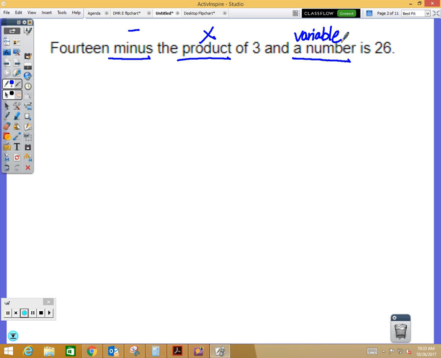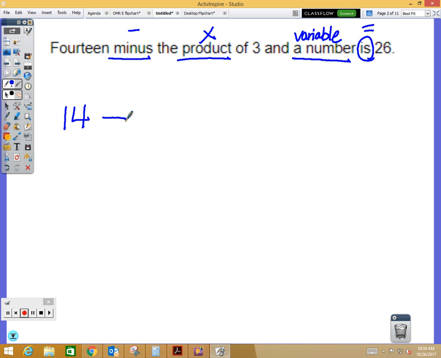There's one other word up here that is a very helpful word. Do you know? Not "and," that doesn't always mean a decimal or something like that. Is. What does is mean? Equals. So is a very important one. Is means equals.